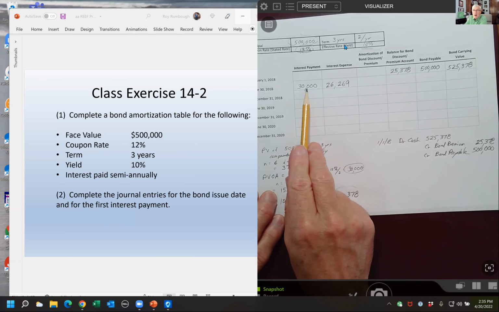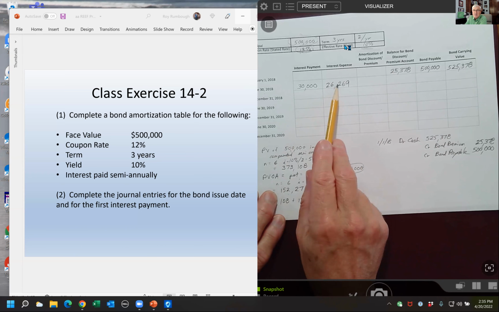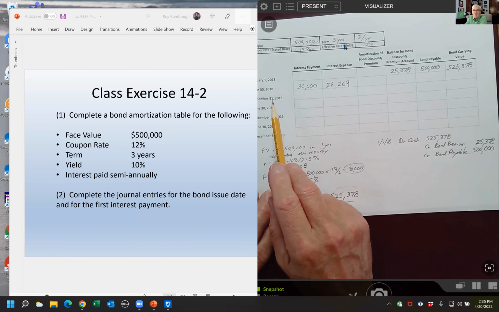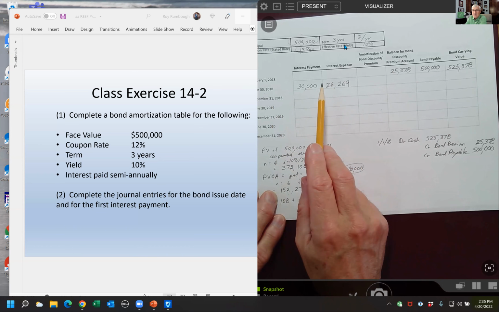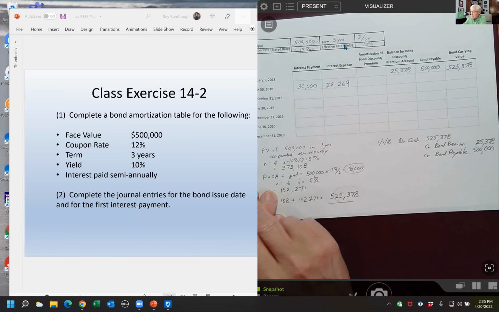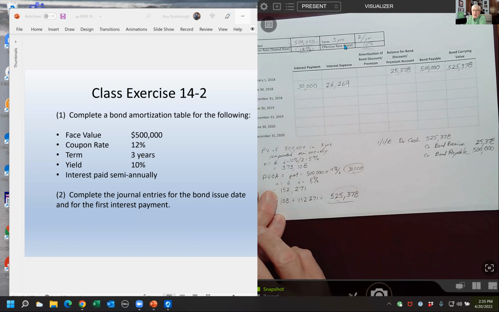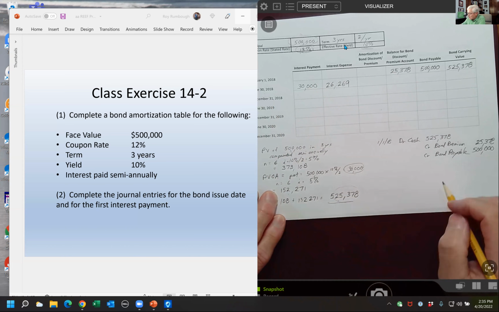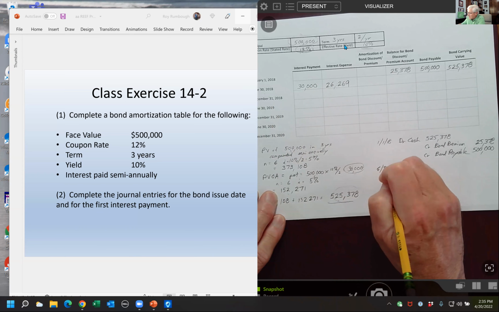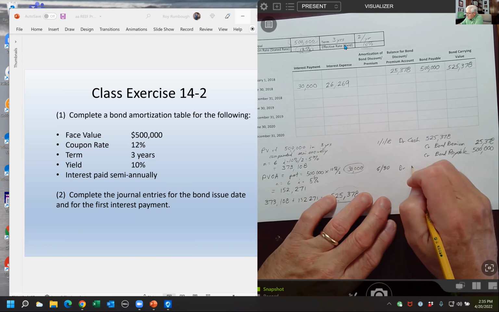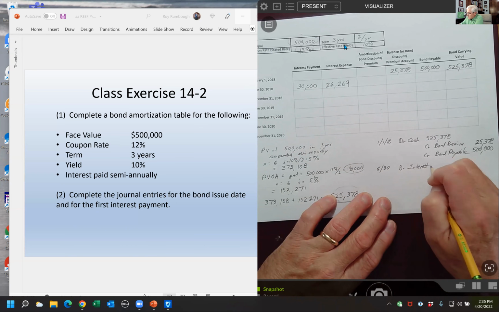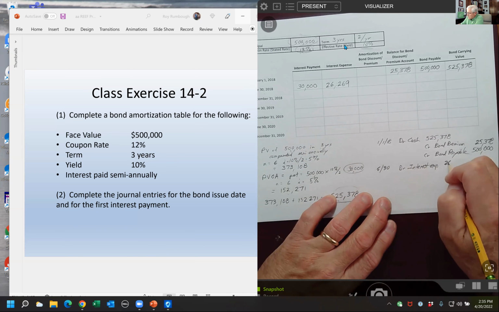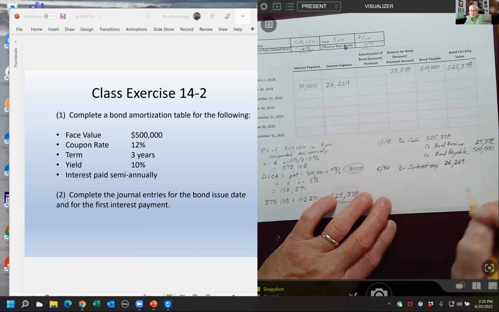Now notice the payment amount was greater than the interest expense. That should make a lot of sense here, because we're paying more than the market rate. So our first entry, we're only going to debit interest expense for 26,000. Let's just go do that entry. June 30, debit interest expense for 26,269. That's what we just calculated. Credit cash for 30,000.